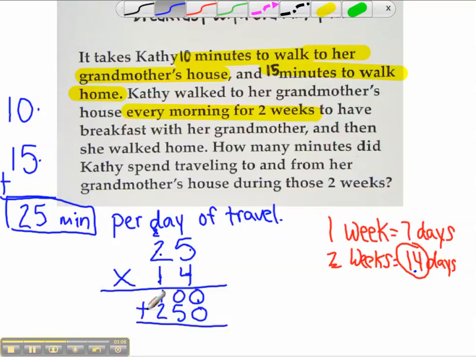I'm going to add that up. 0 plus 0 is 0. 0 plus 5 is 5. And 1 plus 2 is 3. So 350 minutes total spent traveling to grandmother's house and back.